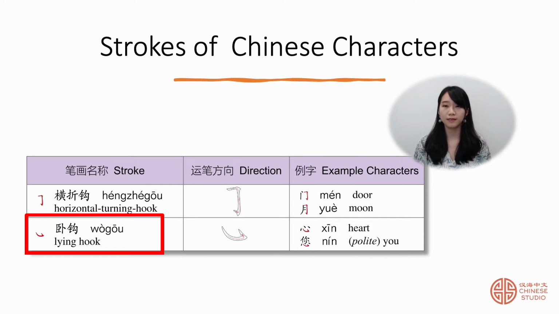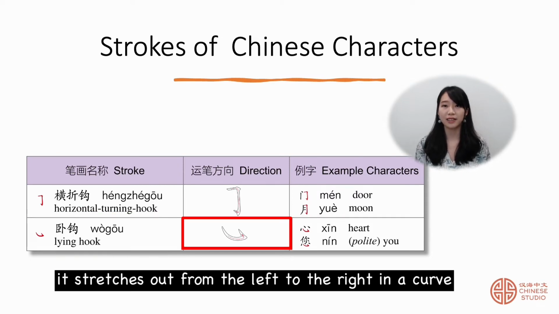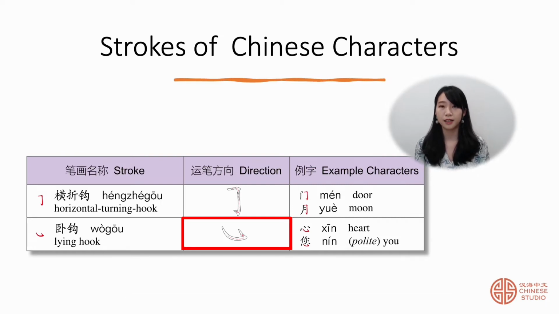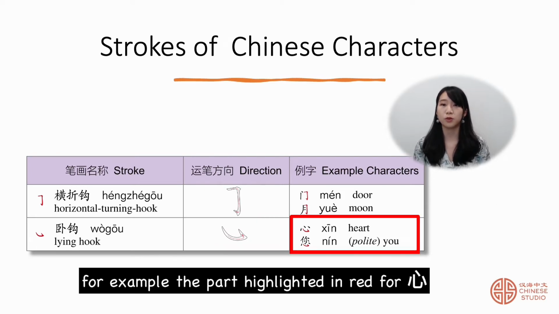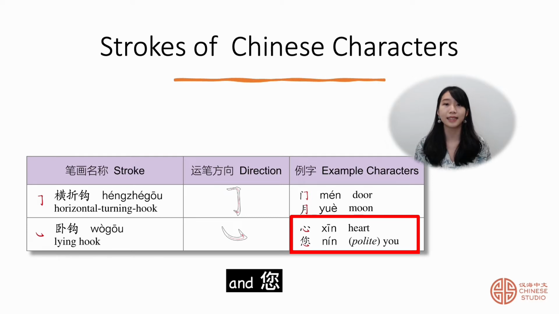窝钩 A line hook. It stretches out from the left to the right in a curve, then completing it with a left upward hook. For example, the part highlighted in red for 心 and 宁.